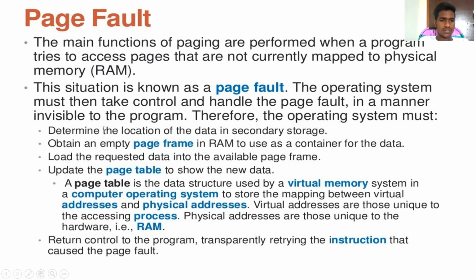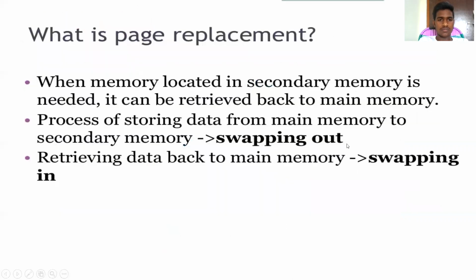The overview of this part is that whenever a page fault occurs, the operating system will handle that page fault. How it is handled: it will find the location of the data in the secondary memory and transfer it from the secondary memory to the main memory, and then the program is executed.